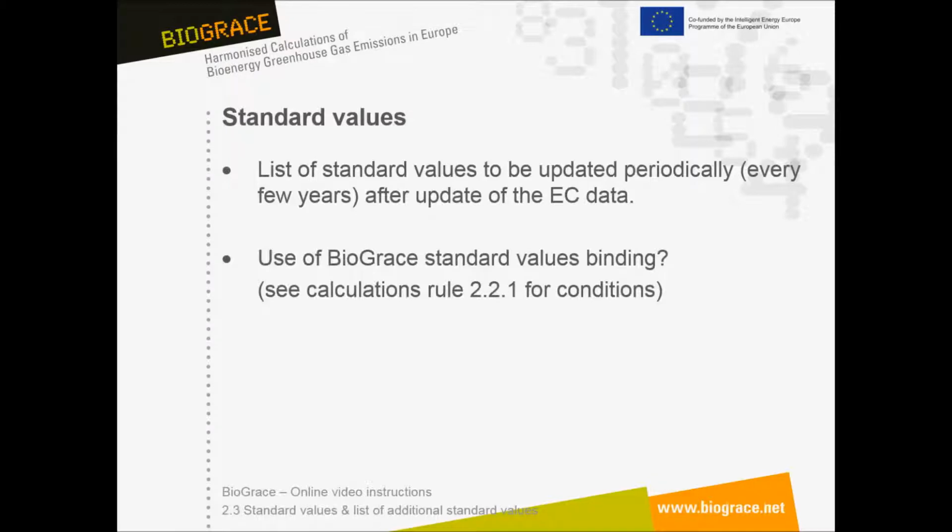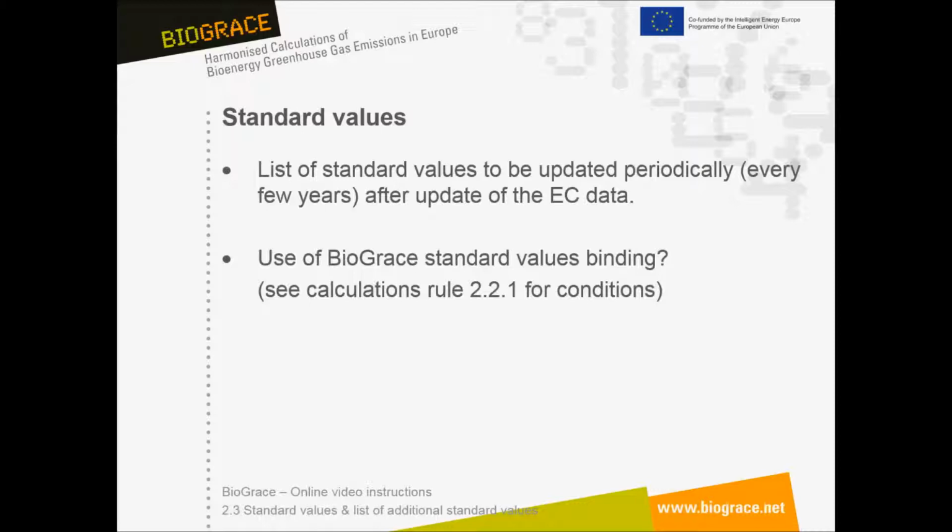Is the use of the BioGrace standard values binding? No, it is not. Under some conditions, other values may be taken. This is covered by BioGrace calculation rule number 2.2.1. How this has to be dealt with depends on whether the input material is included in the list of standard values. If it is not, then the rule for using another value is relatively simple, and a number from the list of additional standard values can be taken, to which I will come back in a moment.